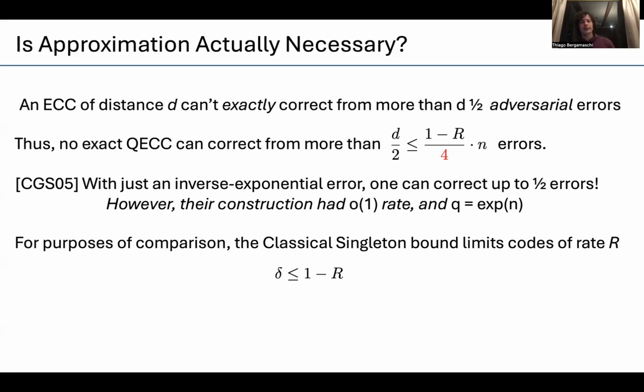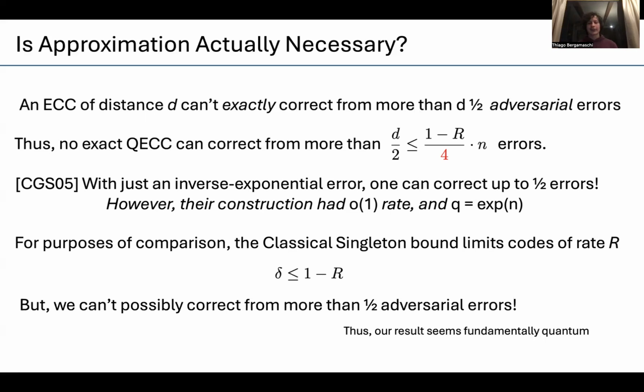Now, for purposes of comparison, the classical singleton bound limits codes of rate R to decoding from at most 1 minus R errors. And again, this bound is quite robust. It works for random errors or for erasure errors, but there's no way to bridge this gap for adversarial errors. And this in particular is because we can't possibly decode from a fraction of adversarial errors of more than half the block length. The reason why is quite similar.